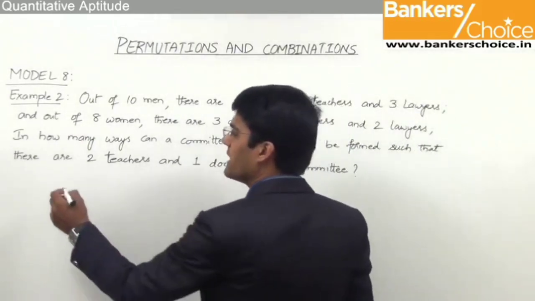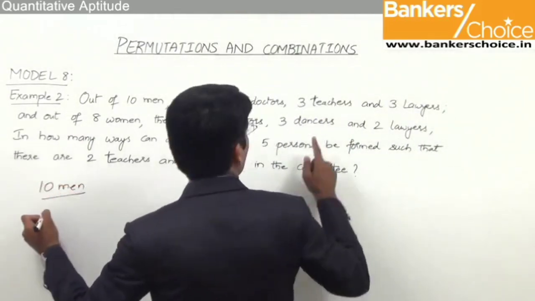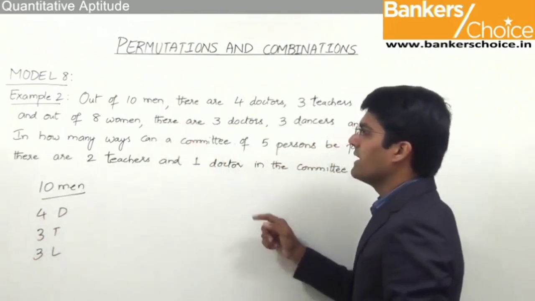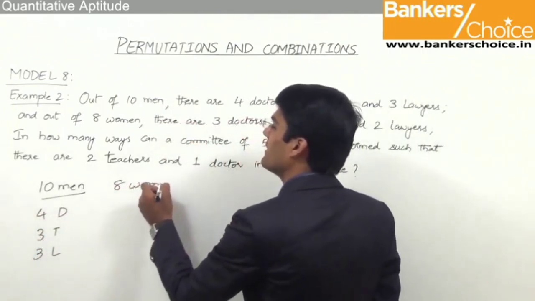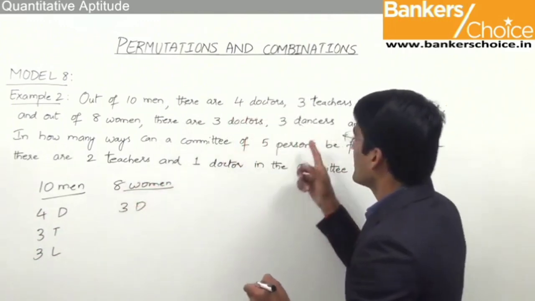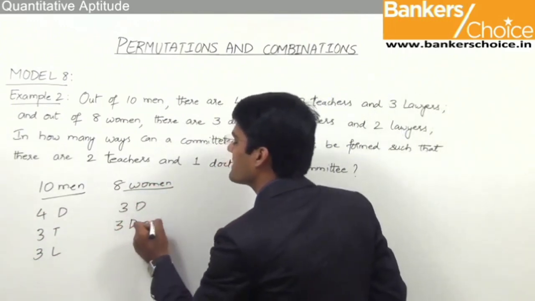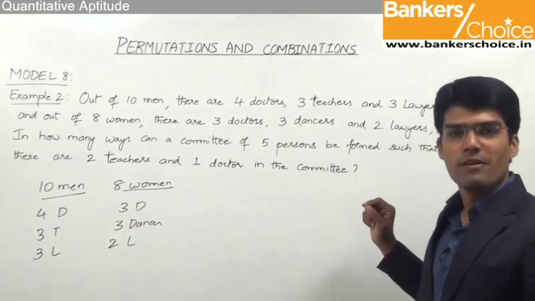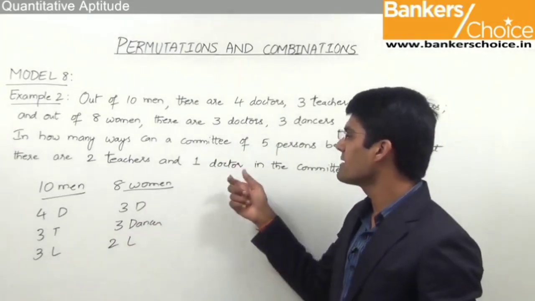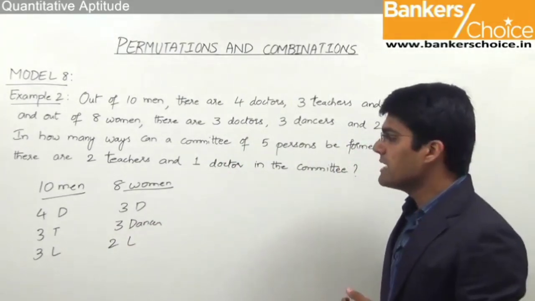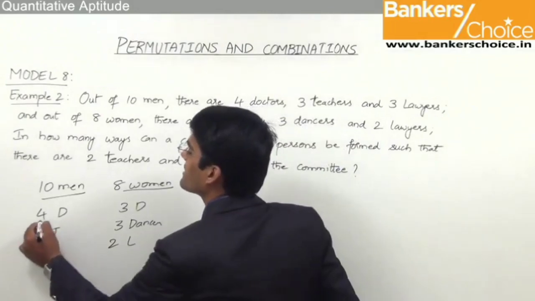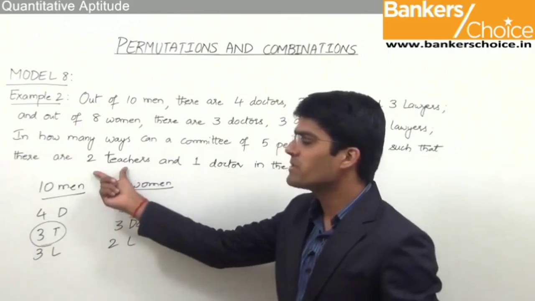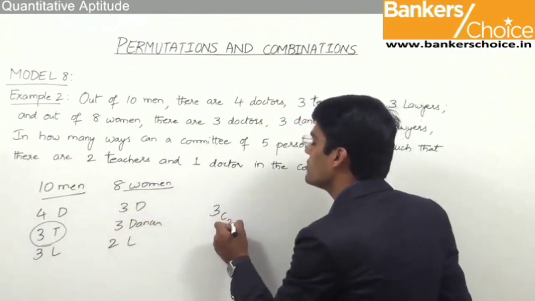Now as given in the question, we know that there are total 10 men, out of which 4 are doctors, 3 are teachers and 3 are lawyers. And there are 8 women. Out of these 8 women, there are 3 doctors, 3 dancers and 2 lawyers. Now we need to form a committee of 5 persons in such a way that there are 2 teachers and 1 doctor. Now when we want 2 teachers, we see that there are total 3 teachers in this group. There are only male teachers, there is no female teacher here. So out of these 3 teachers, we need to select 2. That can be done in 3C2 ways.